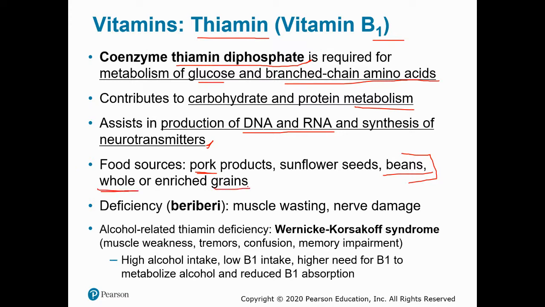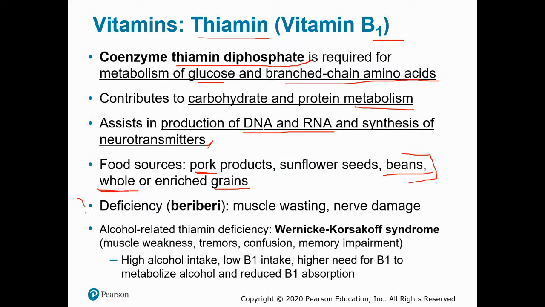You might remember when we talked about grains and grain processing in Unit 1, I indicated that the bran and the germ and the intact whole grain is a really rich source of different B vitamins. But when we process the grain into a flour, and especially into a white flour, we lose a lot of the B vitamins. So eating intact whole grains is really important to provide all the different B vitamins to the body. And then sunflower seeds can also be a source of thiamine.